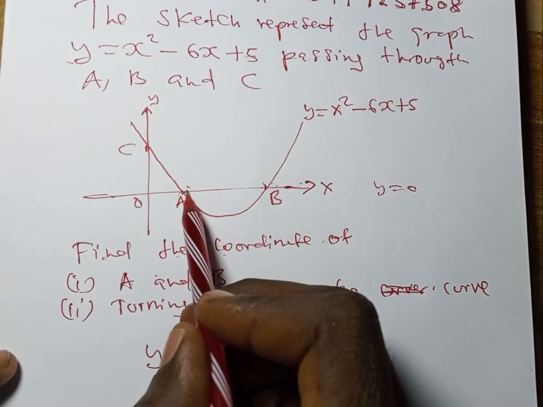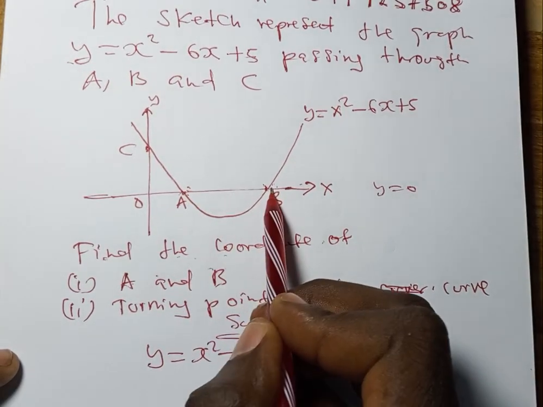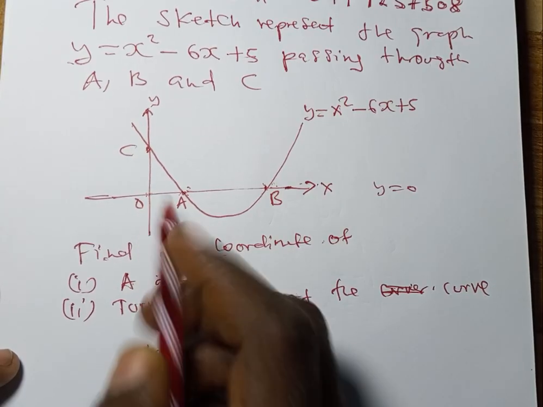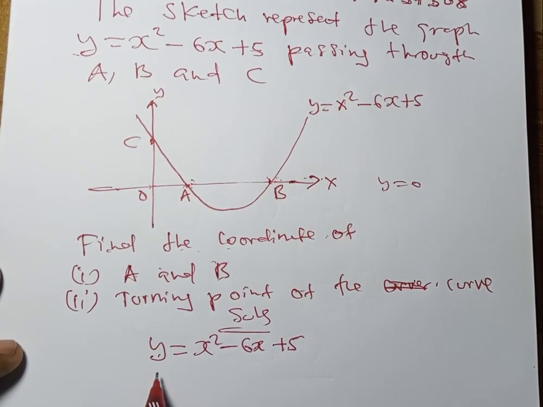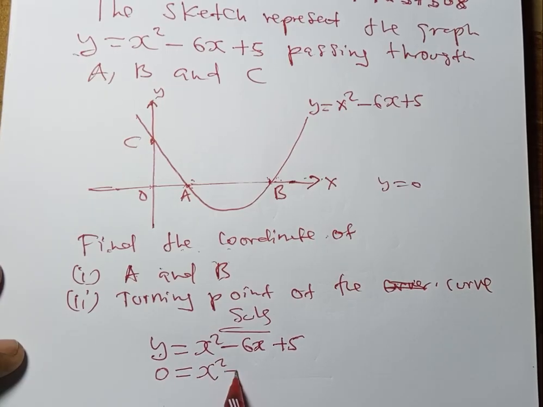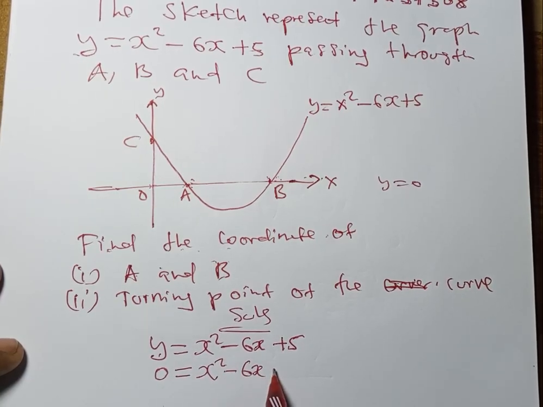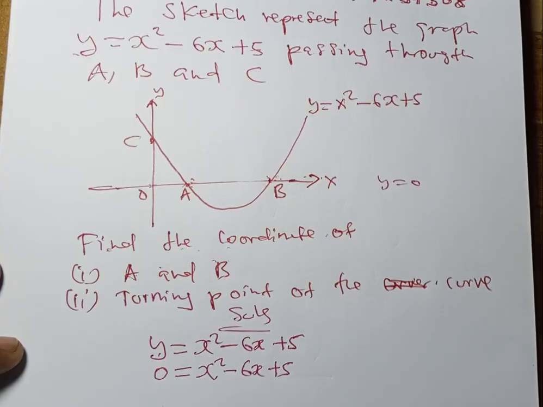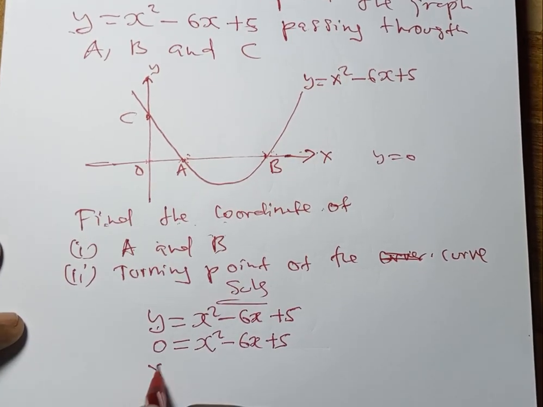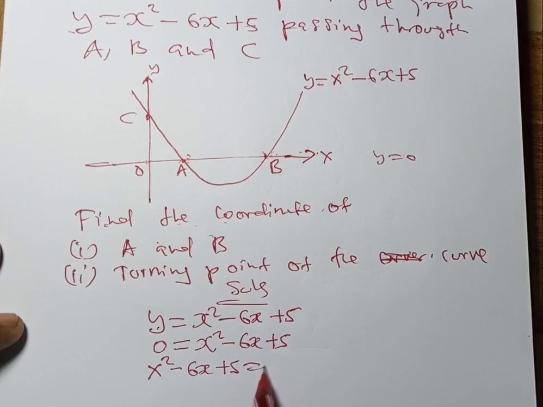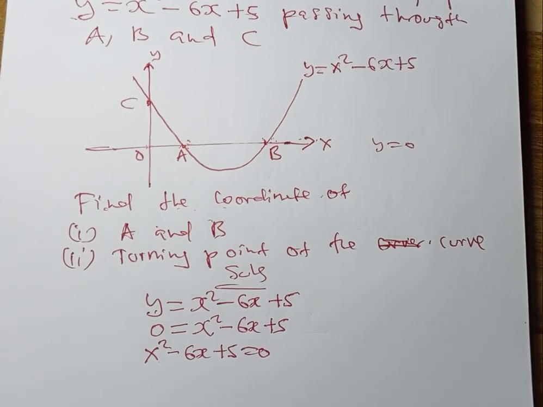What do we do to find the coordinates of A and B? Simple. A and B are on the x-axis, and on the x-axis, y is 0. So where there's y, we replace it with 0. So 0 equals x squared minus 6x plus 5, which is the same as x squared minus 6x plus 5 equals 0. This is a quadratic equation. So what are we going to do? We can use the formula method or sum and product of factors.